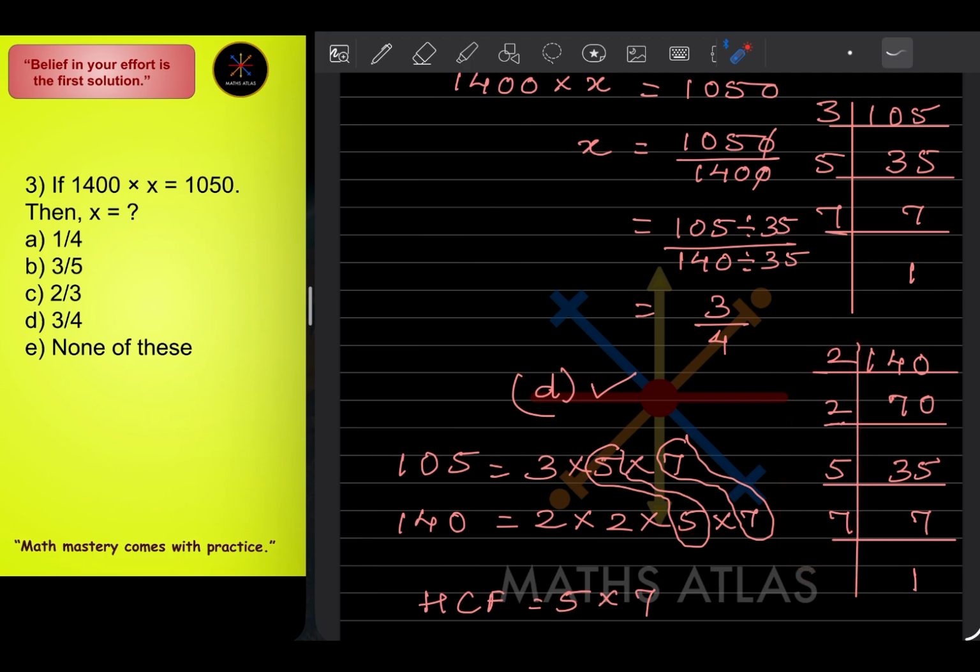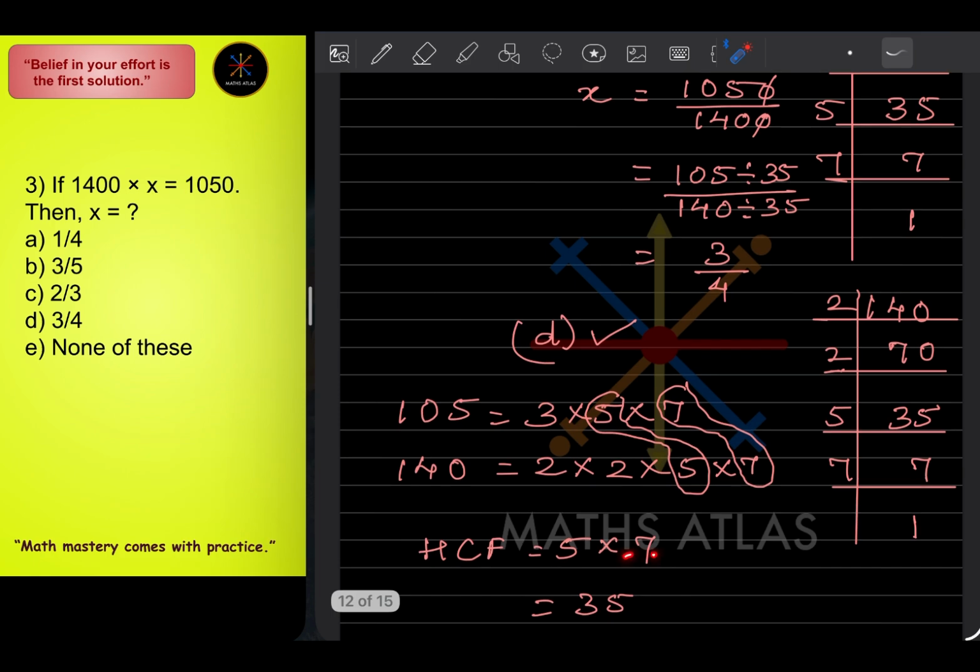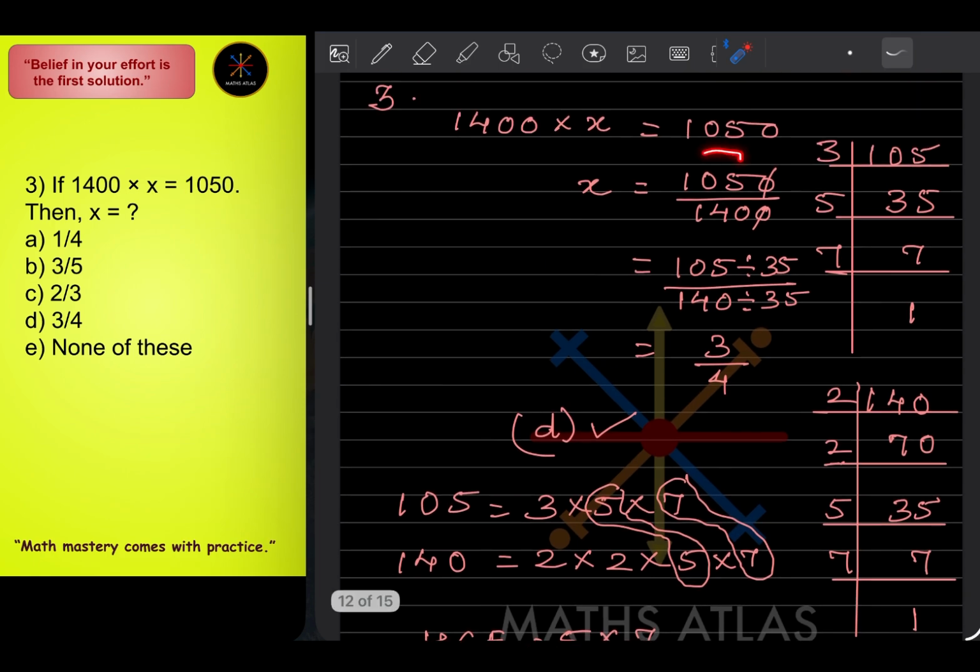Whenever you want this in fractions, you have to take the HCF of these. Once you get the factors, you take the HCF. Write one below the other, and it becomes easier. HCF means you just take the common factors. Here the common factors are 5 and 7, so HCF is 5 into 7, which is 35. So what will you do here? 105 divided by 35 and 140 divided by 35. 35 threes are 105 and 35 fours are 140, so that will be 3 by 4. The option here is D.